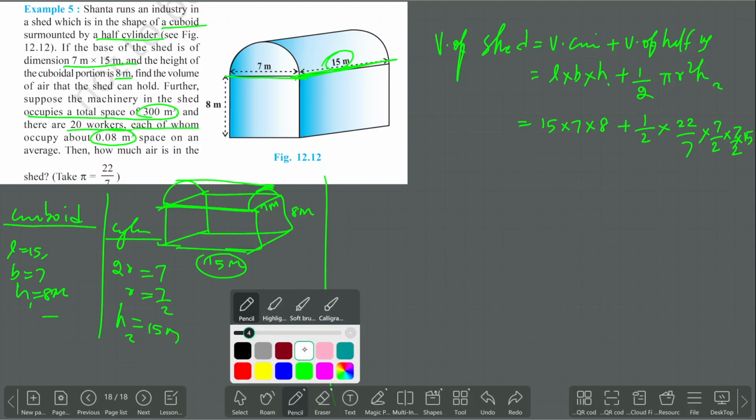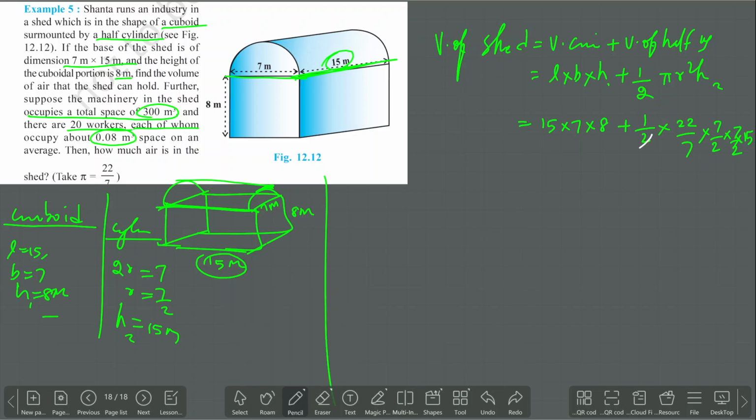Anything that cancels, you just do it. 1 time, 11 time, 1 7, 1 7. That's it. Okay. Now we'll go with this. 15 into 7, 8s are what, Raja? 56, plus 11 into 7, 77 into 15 divided by 2, 2s are 4. Okay, 15 into 56, you multiply.